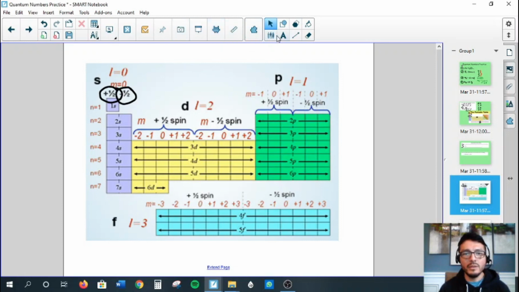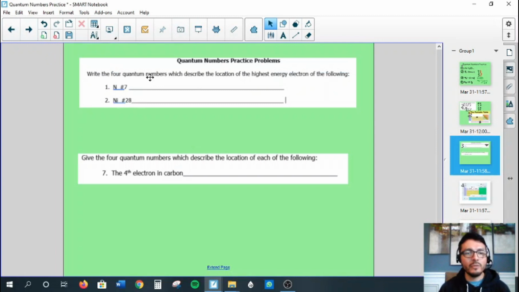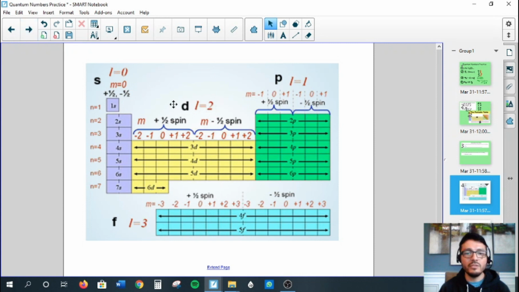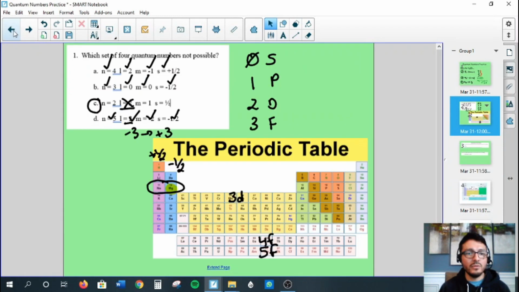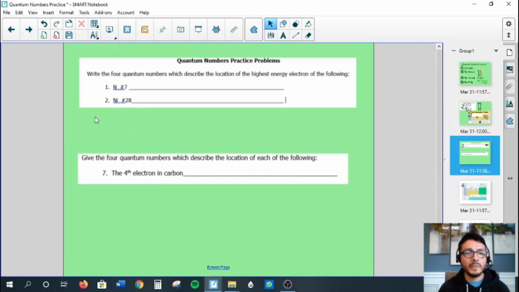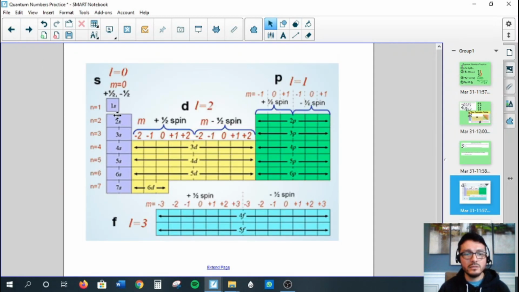So I'll refer back to that slide. We want all quantum numbers for that 7th electron. Now I will have to go here. 1, 2, 3, 4, 5. Sorry, I counted wrong. 1, 2, hydrogen, helium, 3, 4, 5, 6, 7, nitrogen. So nitrogen is 1, 2, 3, 4, 5, 6, 7.